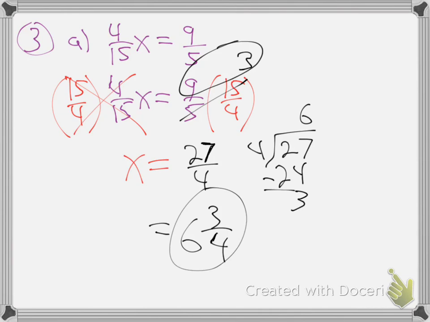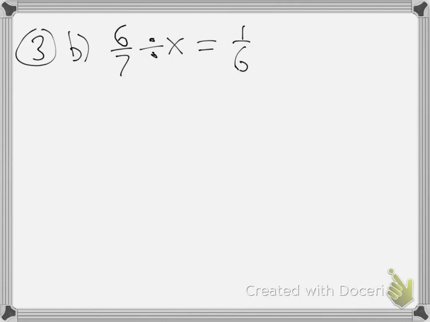Good. Let's do one more. We got 2 minutes. We can get one more done. All right. So how do we solve that for x? That's kind of weird, huh? Now, any thoughts? What's that divided by x going to do?